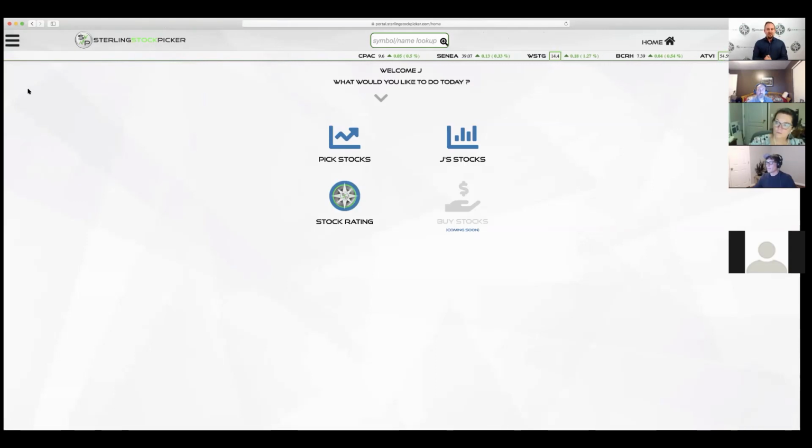Yeah, so this is the first page you'll see. And when you log into this home page, you're going to come here. These are the four main areas. Right now, there's three. At some point, we will launch the buy stock section.